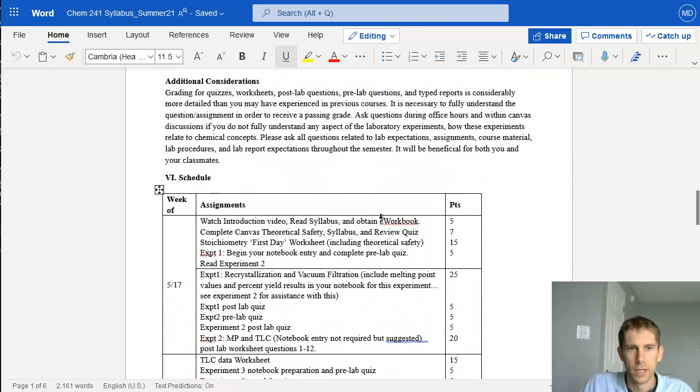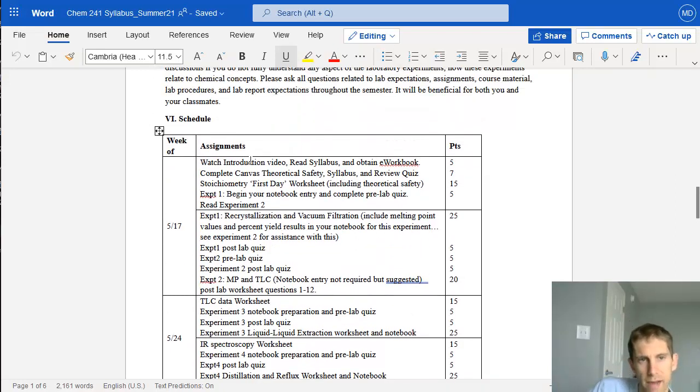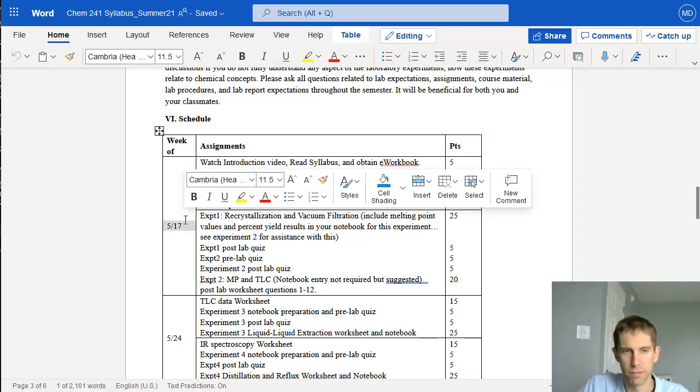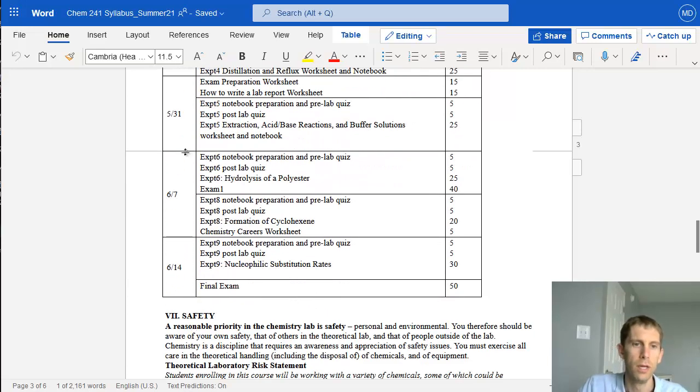All right, notebook preparation, things like that don't really matter all that much until we just jump right into the schedule. For the schedule, I basically have it laid out by week. The first week of the summer semester is the week of 5/17, then 5/24, 5/31, 6/7, and the last week is 6/14.